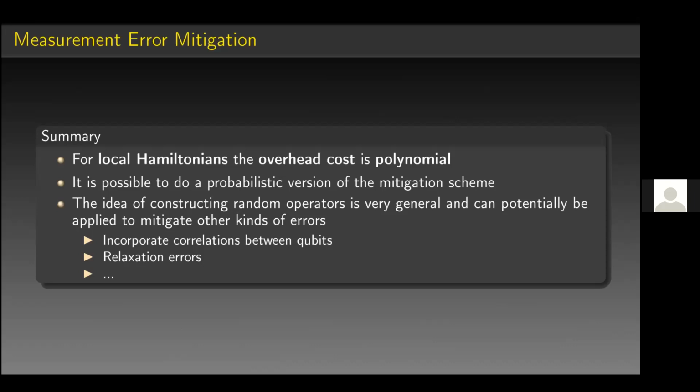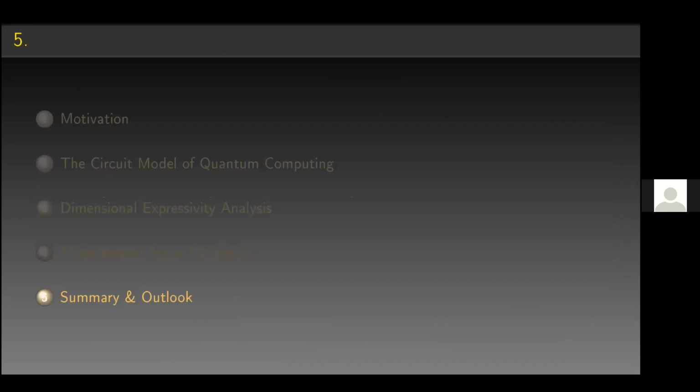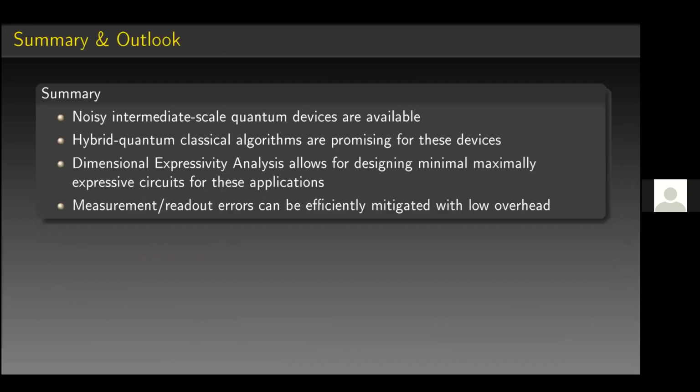For example, we could try to address relaxation errors, which is related to the finite lifetime of the qubit. We could also incorporate correlations between the qubits. So at the beginning, I said we neglect them for simplicity, but it should be possible to include a certain amount of correlation as well. And there are many other things you could think of doing with this very general scheme. So this is where I would basically like to stop.